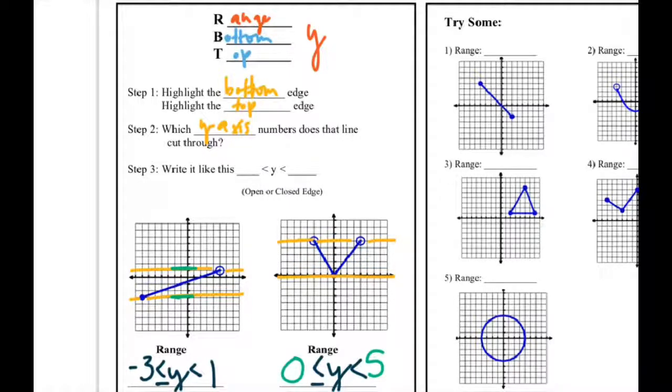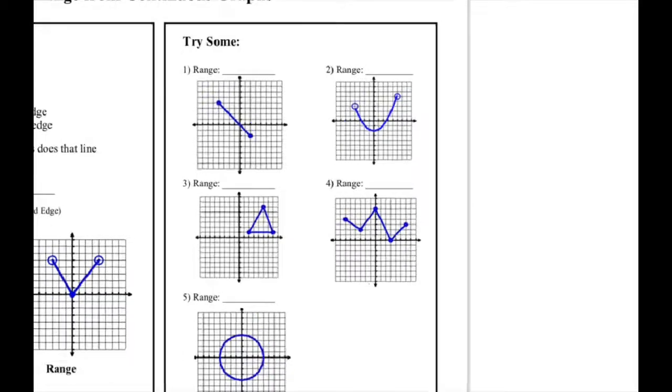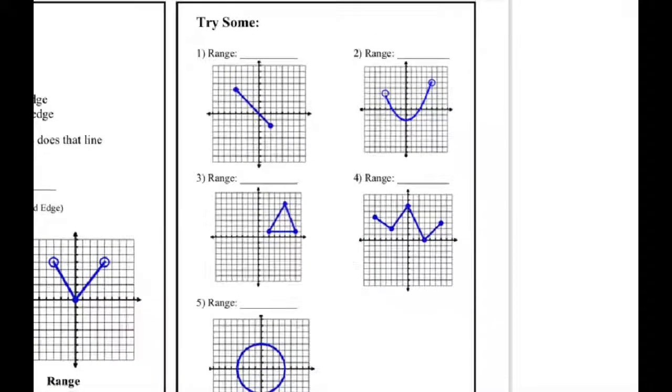So let's try a couple on your own. Let's try a couple together, and then you'll try a few on your own. Okay, starting with number 1. Remember, range is y, so I'm going to start by writing a y. My y values live between two numbers.